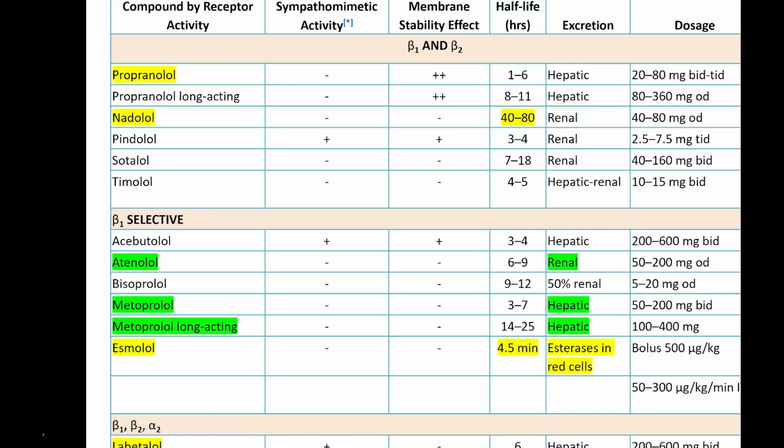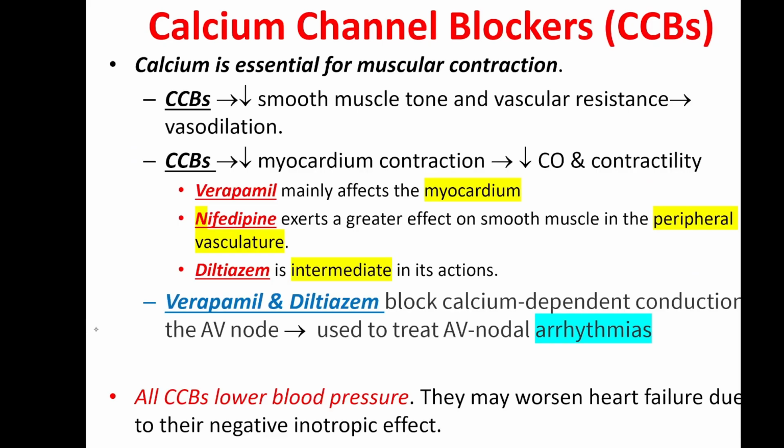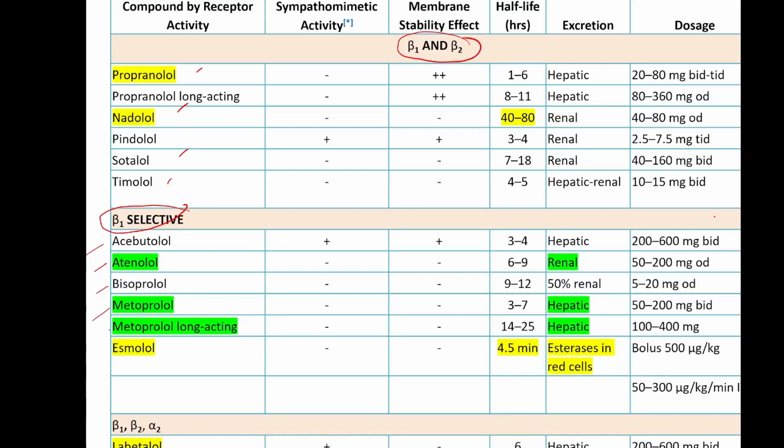So what we have in this table are some characteristics of beta blockers. This could be important for clinical practice. As you can see, we discussed the medication names: propranolol, nadolol, sotalol, timolol. These are considered non-selective, blocking beta 1 and beta 2. Then the selective beta 1 only group: acebutolol, atenolol, bisoprolol, metoprolol, long-acting esmolol. Then we have another group that blocks beta 1, beta 2: labetalol and carvedilol.